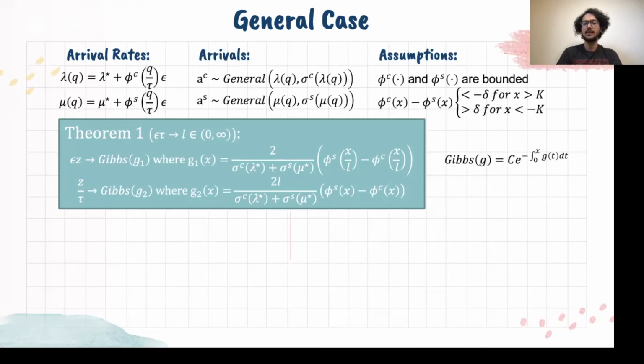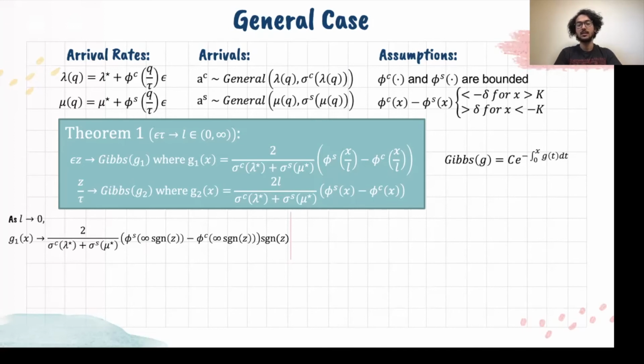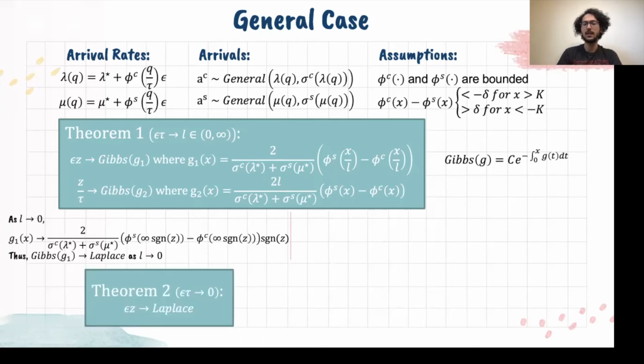To further understand this result, consider the limit as L converges to 0. Note that the function g1 converges to a function that only depends on the sign of the imbalance. Thus, you can intuitively see that the Gibbs distribution converges to Laplace as L converges to 0. We show that this intuition indeed holds true, and epsilon z converges to a Laplace distribution in the case when epsilon tau converges to 0.